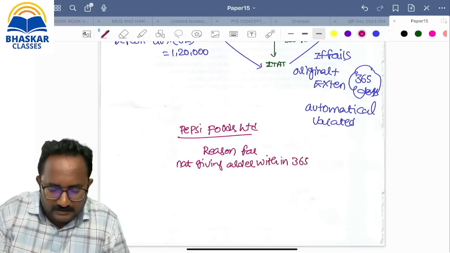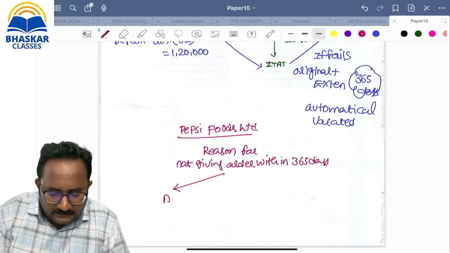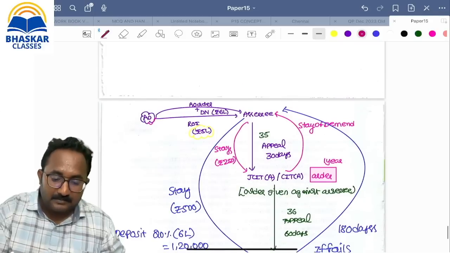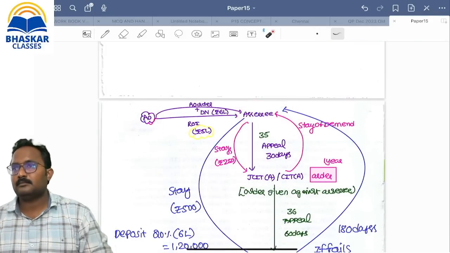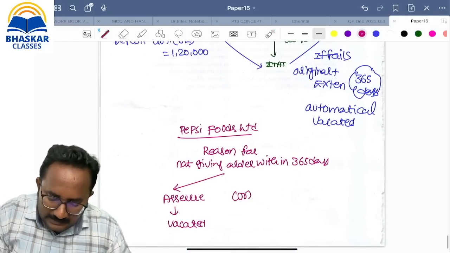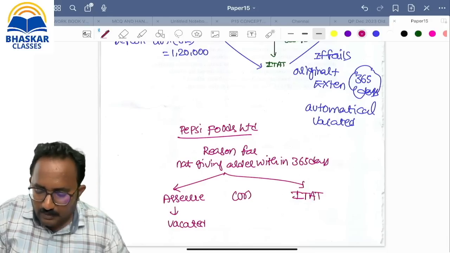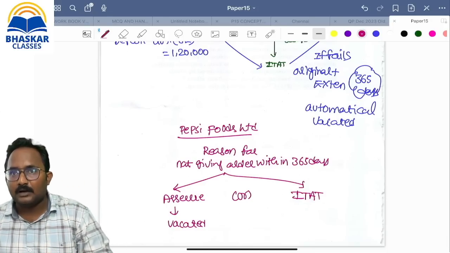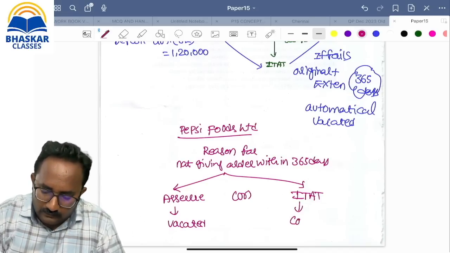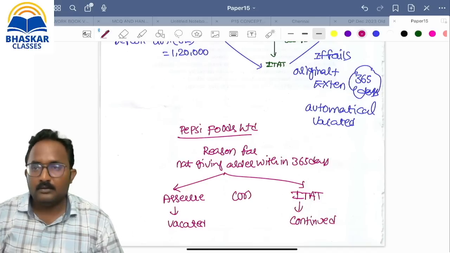Within 365 days, if the reason is SSE's fault, is the stay vacated or continued? Vacated. Then the AO can collect the tax from SSE without any hesitation, because the stay is vacated. Or maybe the reason is related to the ITAT. Because of an ITAT fault, the bench is not working, that's why the order was not passed. In that case, the stay is continued. So this is the only point.